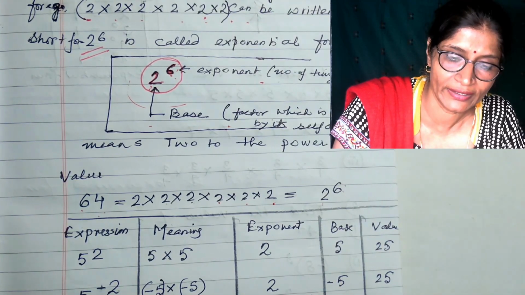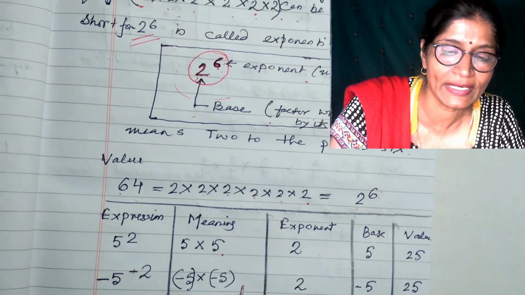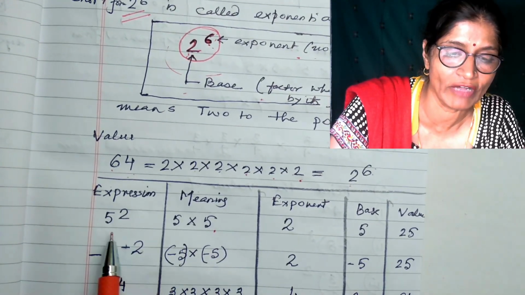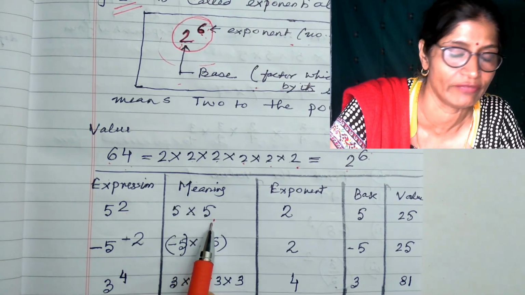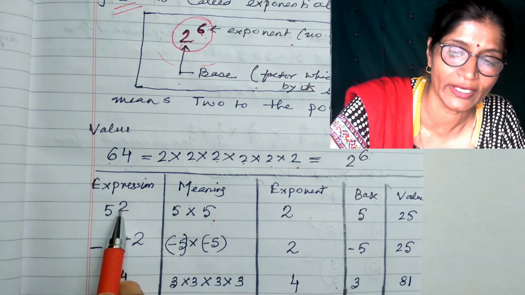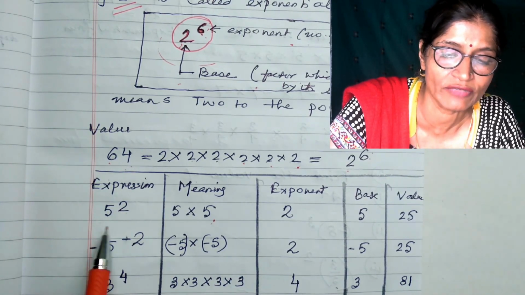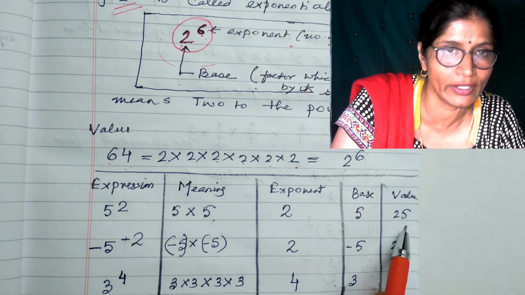Now if I write 5 into 5, how will I write it in exponential form? 5 to the power 2. So this is the exponential form of 5 into 5, where 2 is the exponent and 5 is the base. And what is its value? 5 squared is 5 into 5, that is equal to 25.